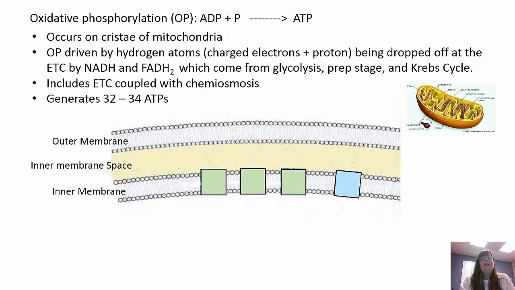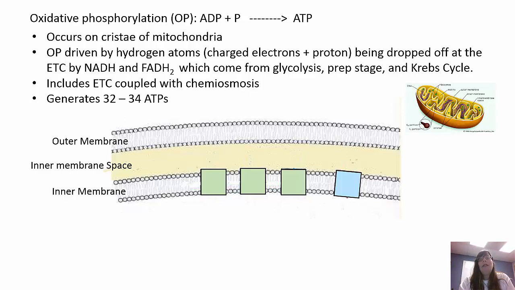Okay? So oxidative phosphorylation happens in the cristae of the mitochondria. This is the last step of cellular respiration, the electron transport chain that I was talking about. It's driven by hydrogen atoms being dropped off at the electron transport chain by the electron carriers NADH and FADH2. Those come from glycolysis, the preparatory stage, and the Krebs cycle. This includes the electron transport chain being coupled with chemiosmosis to generate 32 to 34 ATPs.